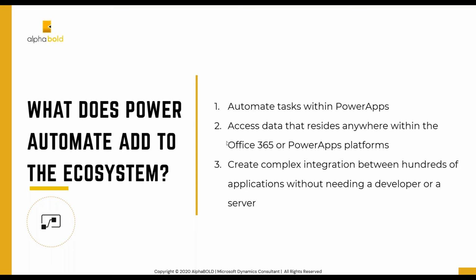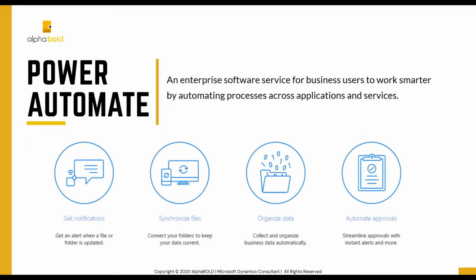So with that, you can automate tasks within Power App. You can access data that resides anywhere within 365, within Power Platform, and you also have external connectors, and you can pull data from them as well. So you can do very complex integration in a matter of minutes. Obviously, there is no barrier to what you cannot do with it, but here are some of the use cases. You can use it for notification. You can use it for synchronizing files. You can use this for organizing data.